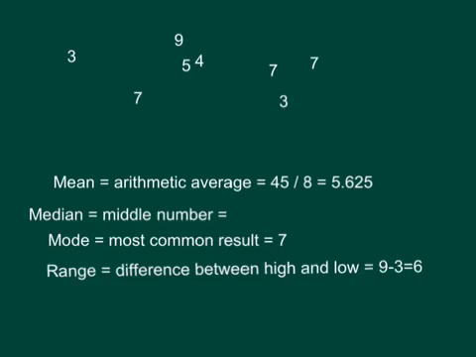So 3, 4, 5, 7, 7, 9. Now I've got my numbers in order from smallest to largest. Which number is in the middle? In this case, where you've got an even number of pieces of data, the median has to be in between 2. So what number would be halfway between 5 and 7? 6. So in this case, the middle number is not one of the pieces of data, but the answer is 6.